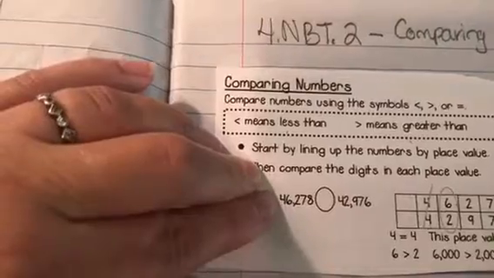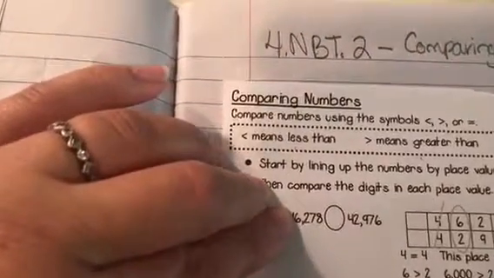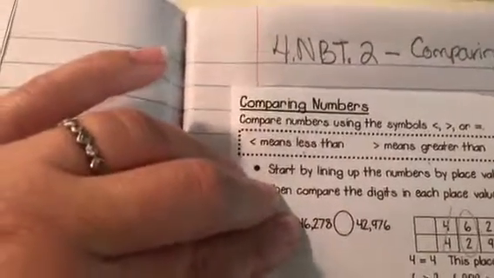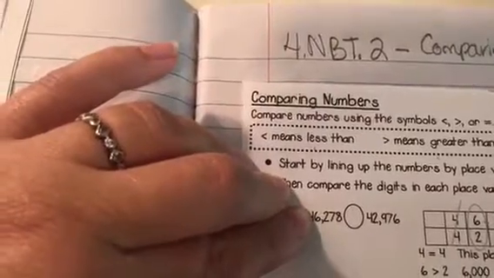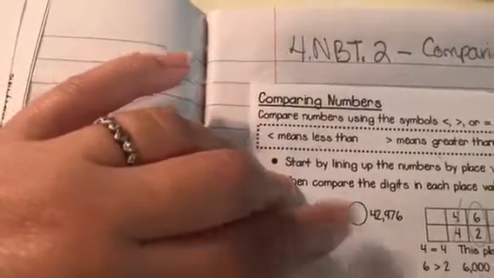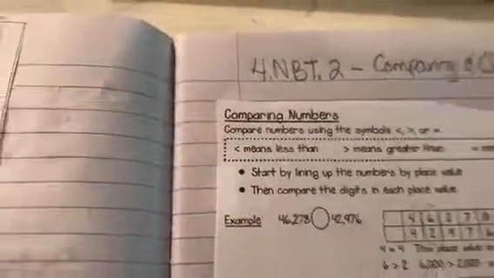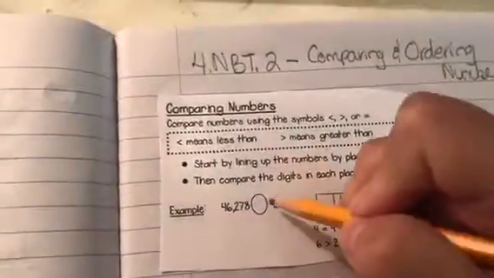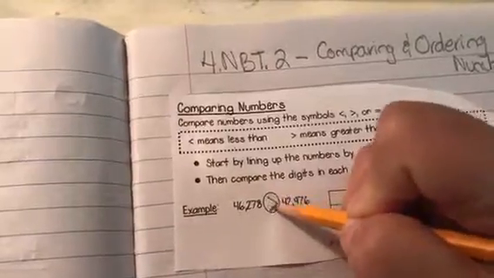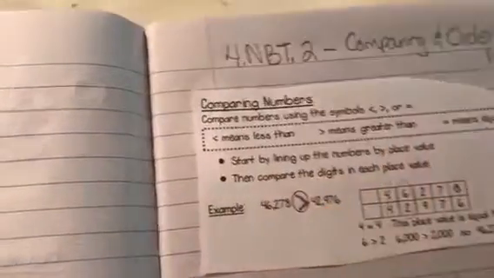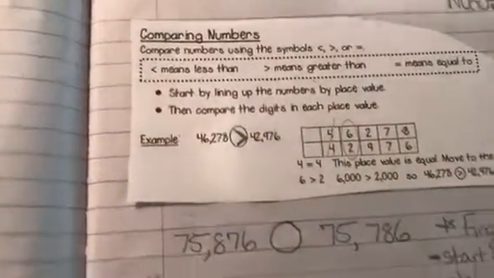Both of them have a 4 in the 10,000s. Then I move into the 1,000s place. One of them has a 6 and the other has a 2. So I know that 6,000 is greater than 2,000. When I do that, I put the alligator to eat the larger number, which is like this, with the mouth open at the larger number.